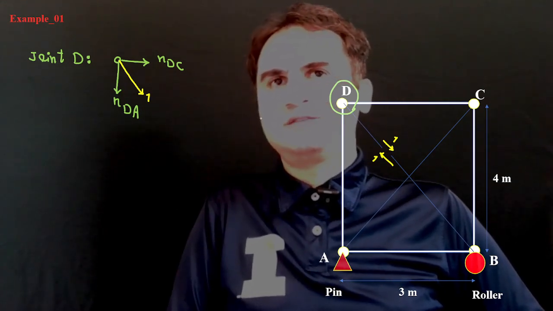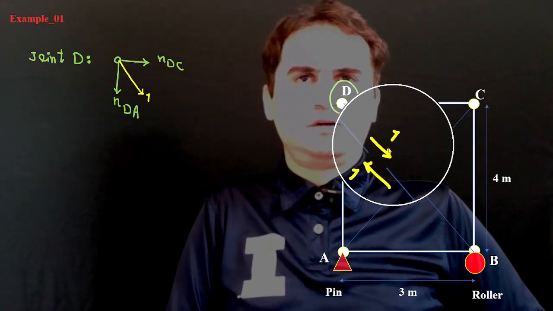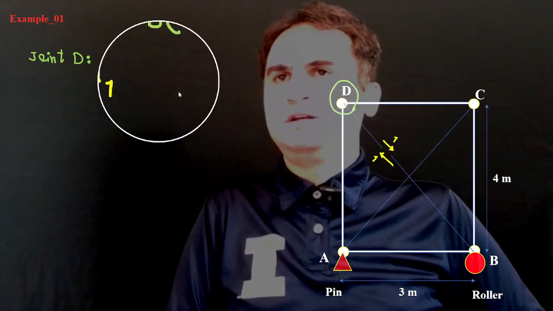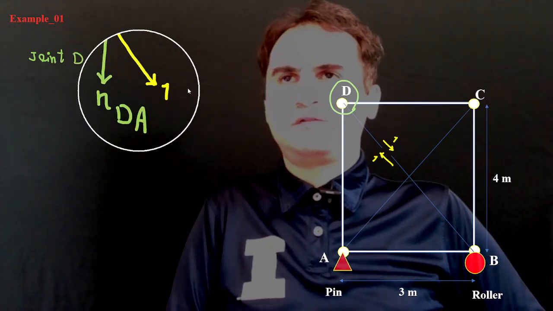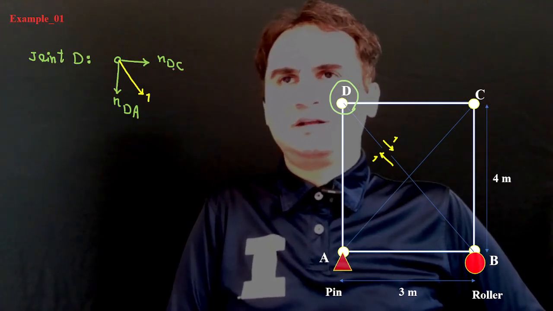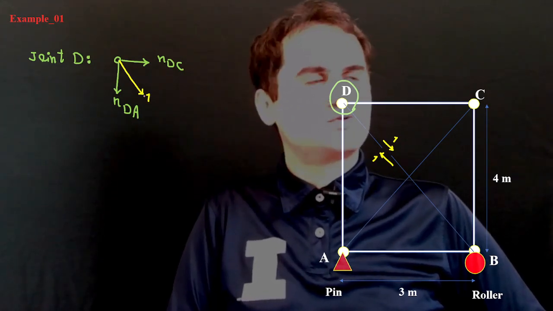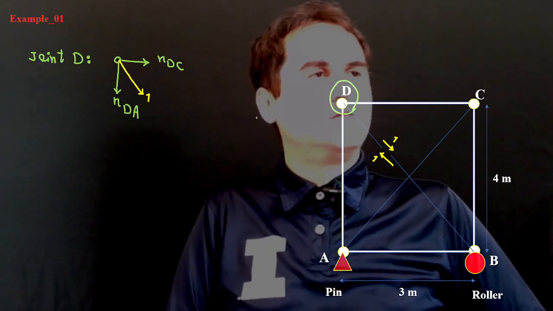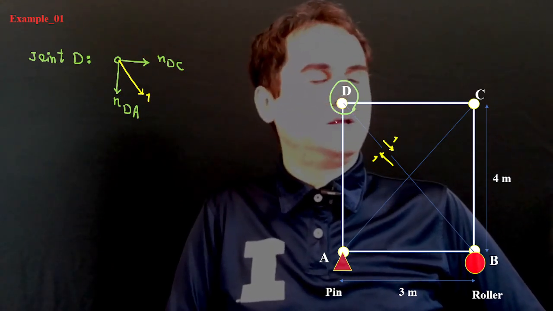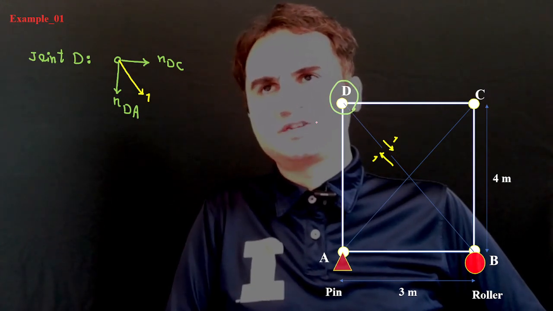In that case, if you observe joint D, there is a downward push with the amount of 1 unit, and these are the members' internal small n. This is the virtual work method, virtual axial force, and NDA, which is this part.